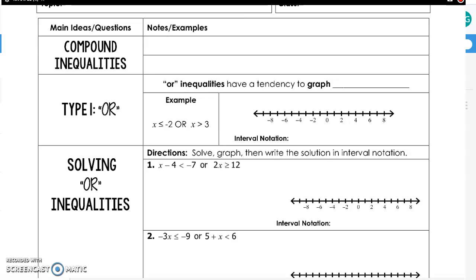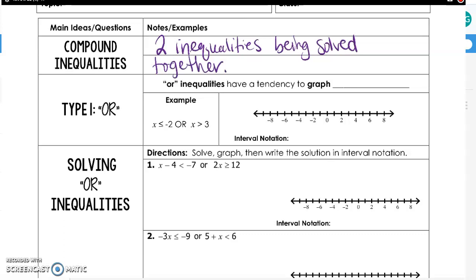On page 219 and 220, we are going to look at solving compound inequalities. This is when you have two inequalities. You could have more, but we will just do two. Being solved together. We have two different types of inequalities. We have "or" inequalities and we have "and" inequalities. So 219 is going to cover the "or" inequalities and 220 will cover the "and" inequalities.